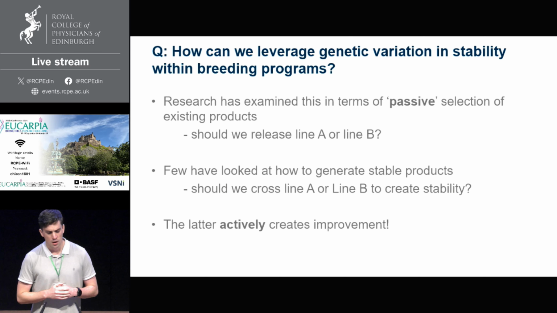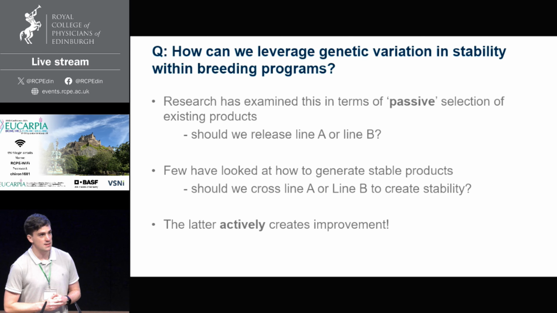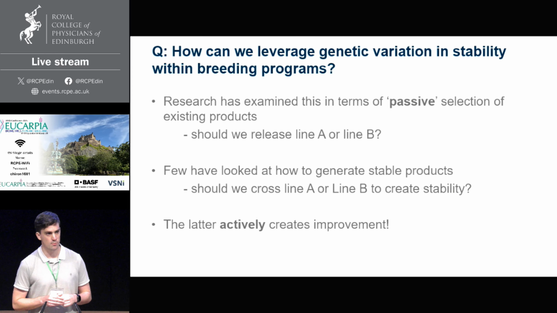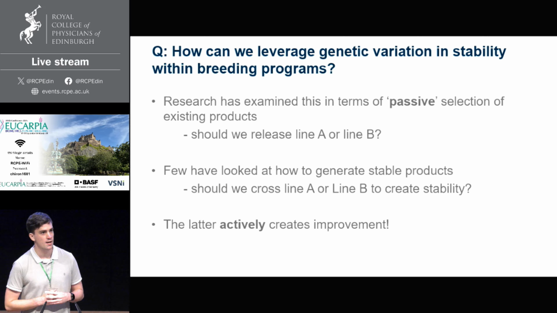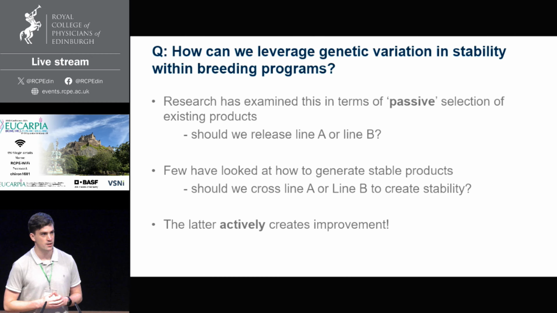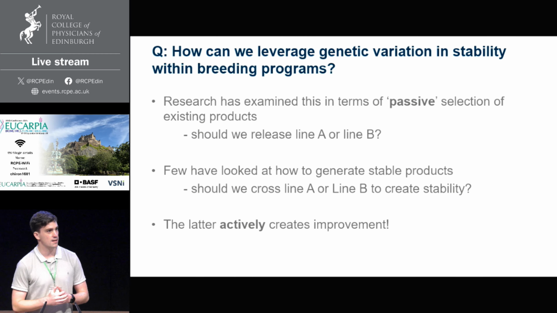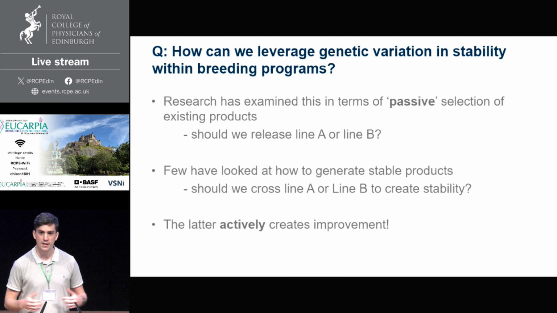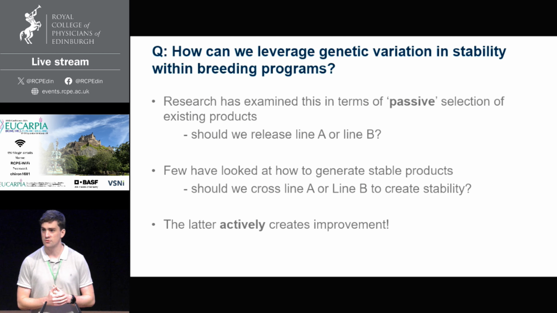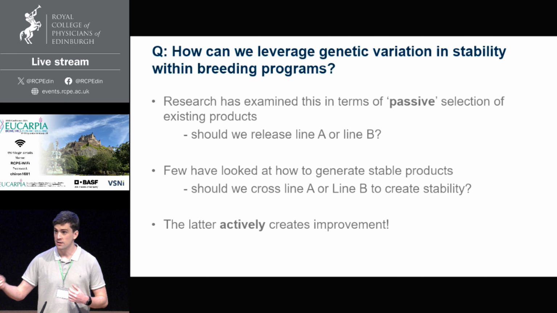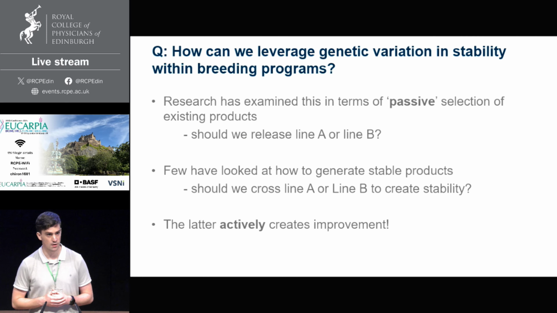So what I'm looking at is how we can actually leverage this genetic variation in stability within breeding programs. Most of the research up until now has examined this question in terms of a passive selection of stability. So we have a population that we've collected phenotypes on, and we've done an analysis, and we can see there's G by E in this population, and we can estimate some stability metrics. And really the question that we're asking is, should we release line A versus line B?